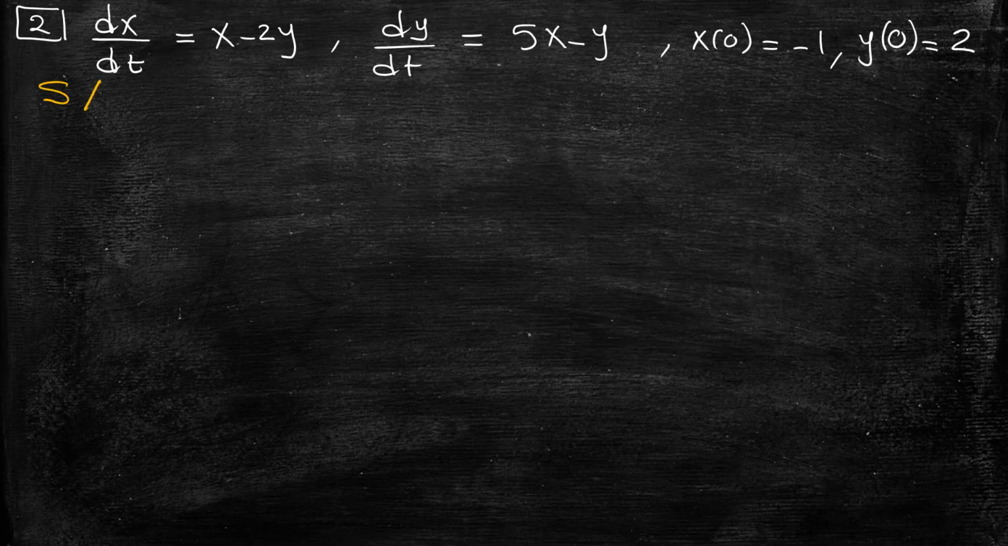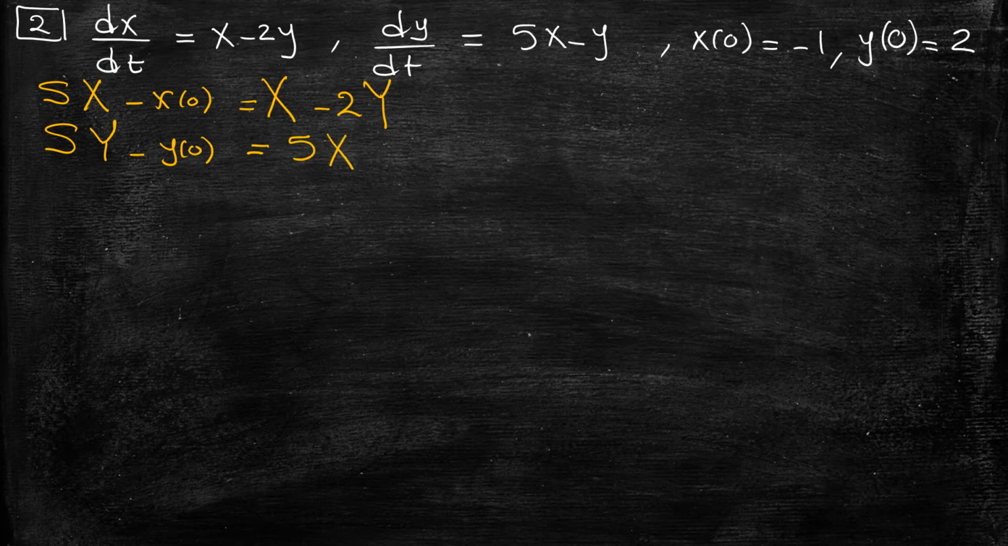It will be s times X minus x of 0 equals X minus 2Y. I'll leave it as capital letters here. The other one will be sY minus y of 0 equals 5X minus Y. The small letters mean it's still in the t domain. It's given that x of 0 equals minus 1 and y of 0 equals 2.